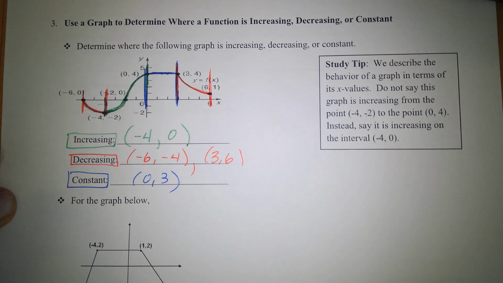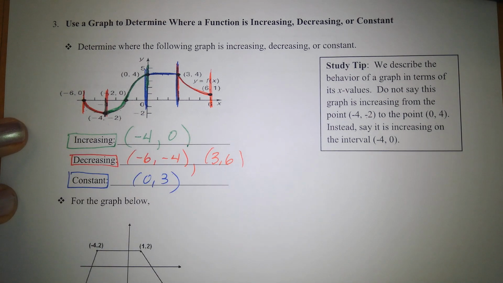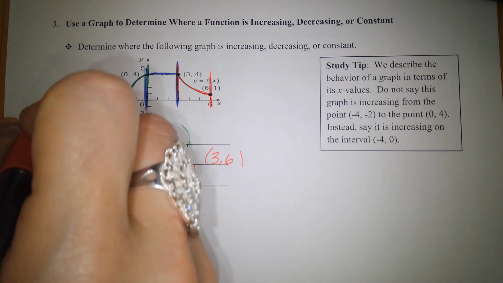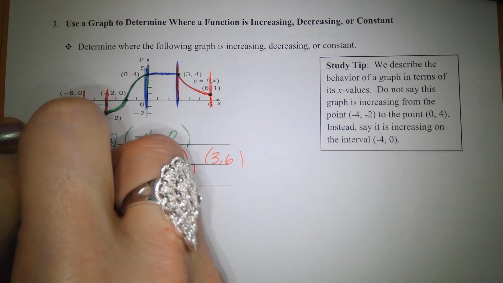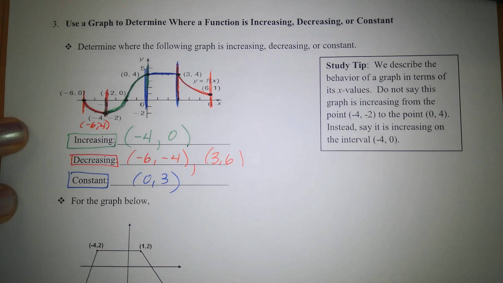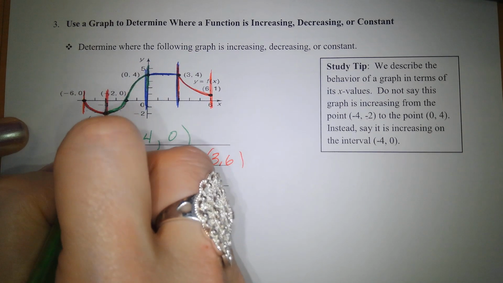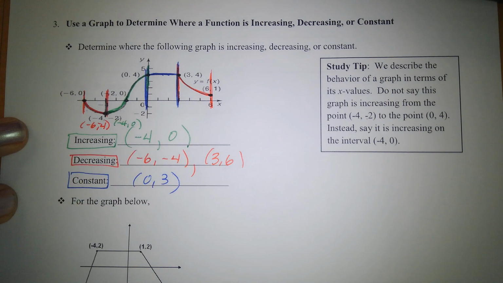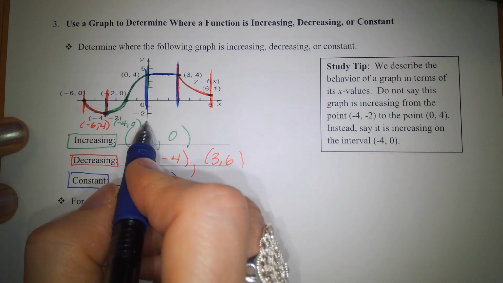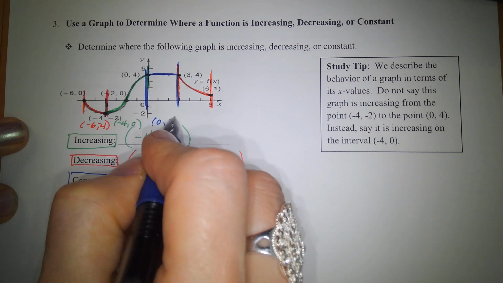Okay? Sometimes it's best to look at these in terms of the graph itself. So I like to look at it as decreasing. You can write this down here. So from -6 to -4. Then it's increasing right after that from -4 to 0. Then right after that, it is remaining constant, starting at 0 to 3.